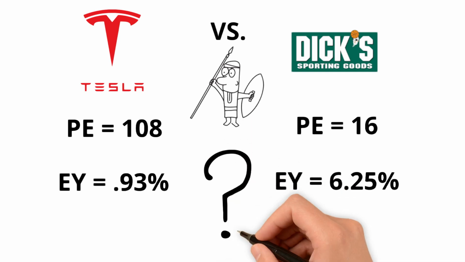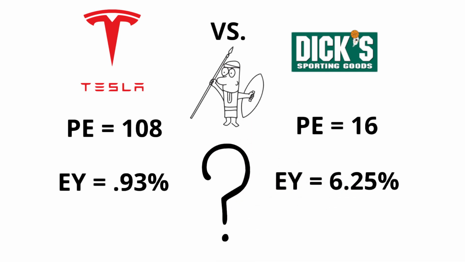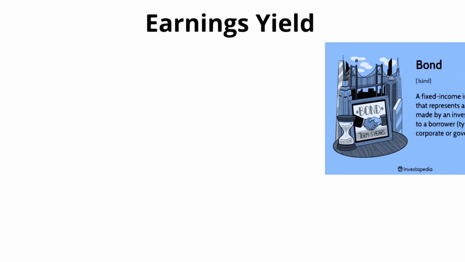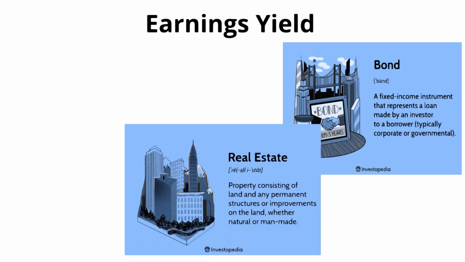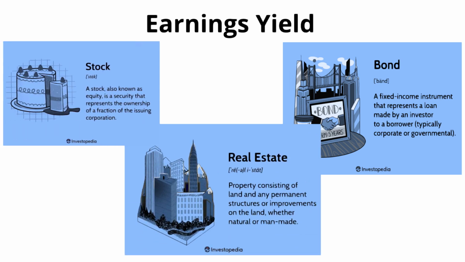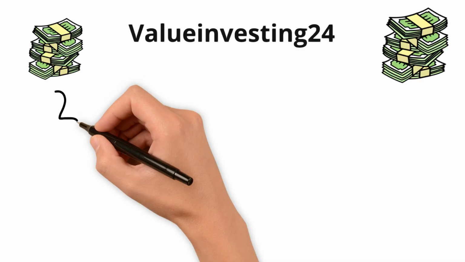Why the giant difference? Investors expect Tesla's growth to be much higher, while Dick's reflects more modest growth, or perhaps undervaluation. Earnings yield helps you decide if a stock is worth your money compared to other investments, like bonds or real estate. A higher earnings yield often means better returns for your money, but don't forget to consider growth potential and risk. Now you know how PE ratio and earnings yield work together.